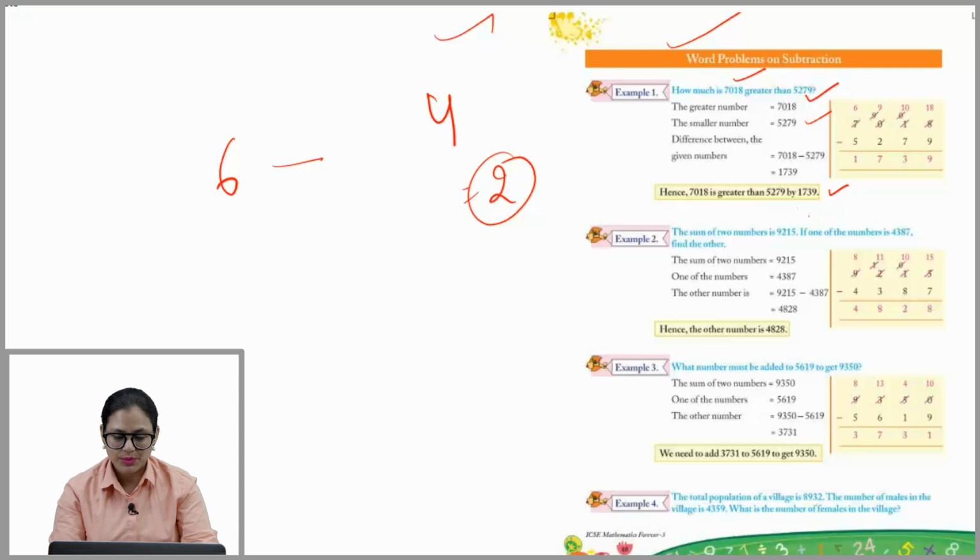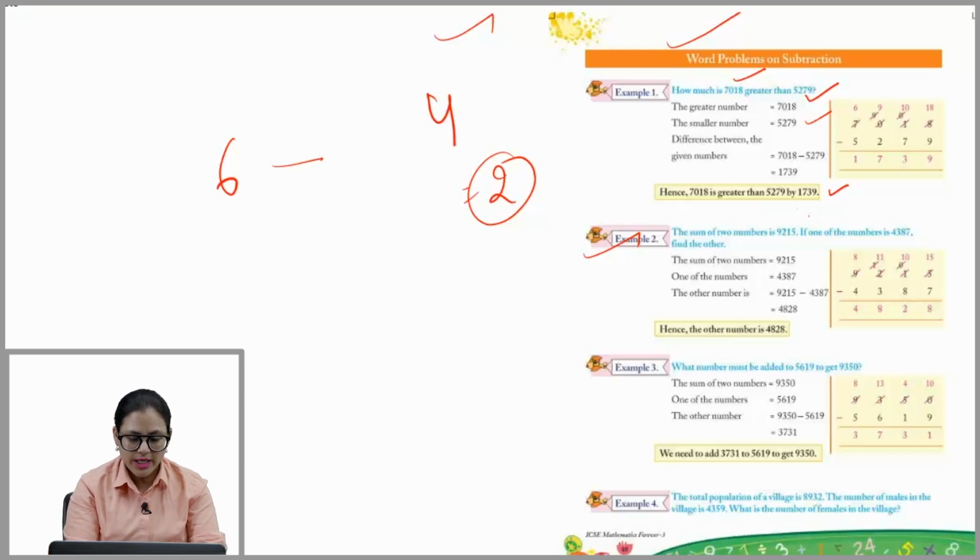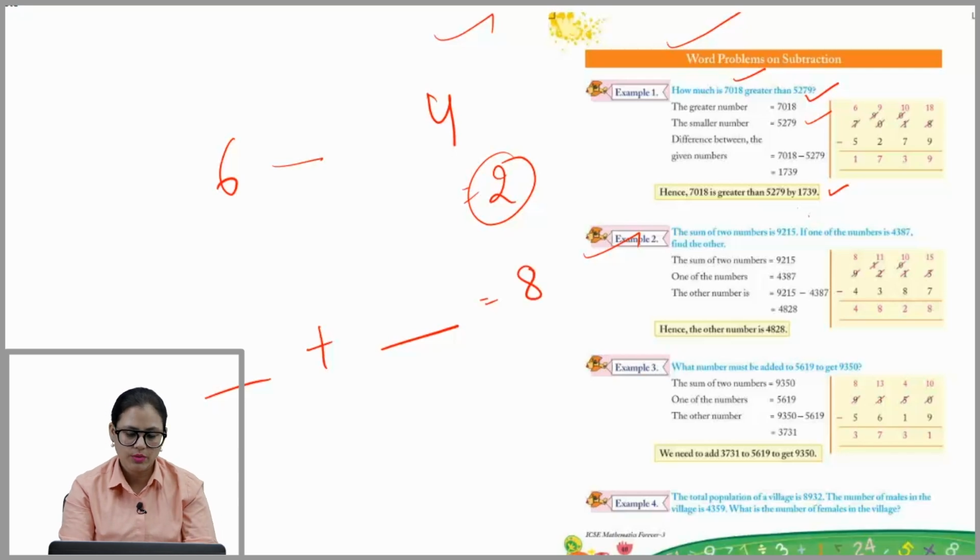Example 2. The sum of two numbers is 9215. If one of the numbers is 4387, find the other. So we have two numbers and the sum of two digits is 8. One of the numbers is 5. What is the other number? You will say here it is 3 because 5 plus 3 is 8. But this is very simple. We can do it orally.